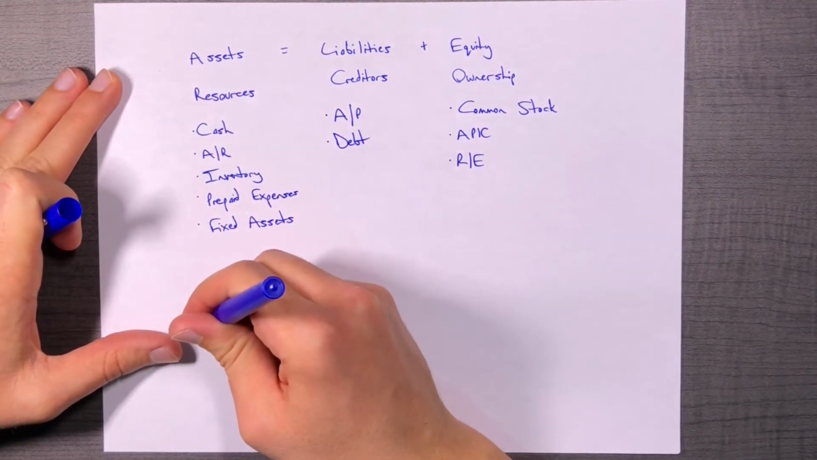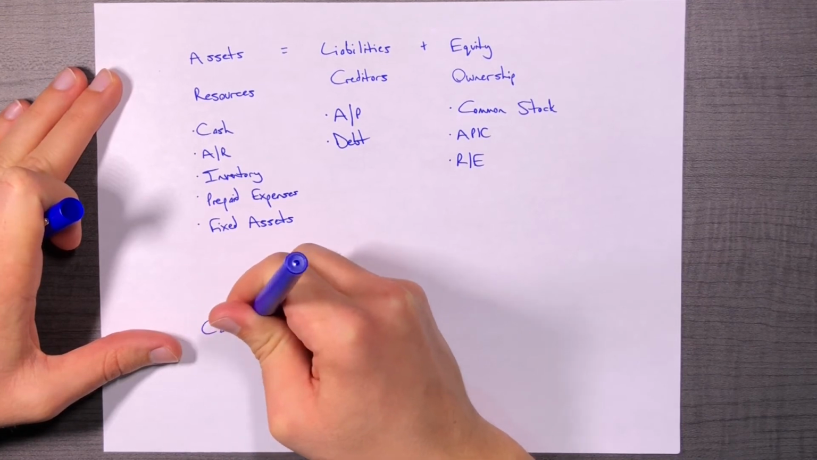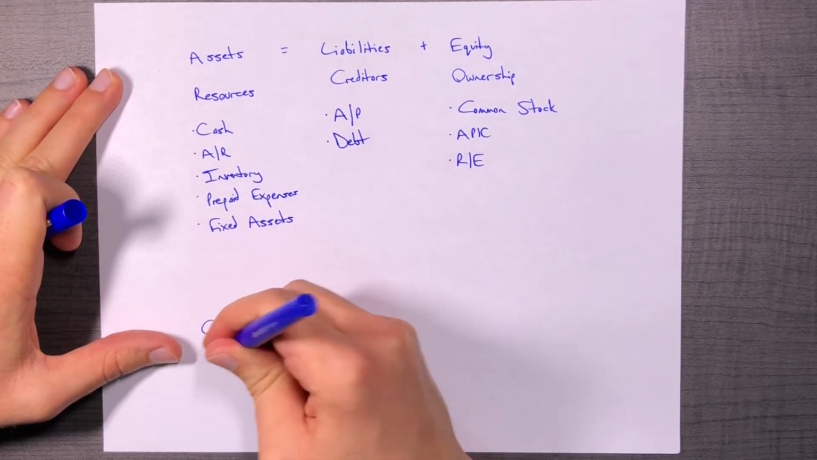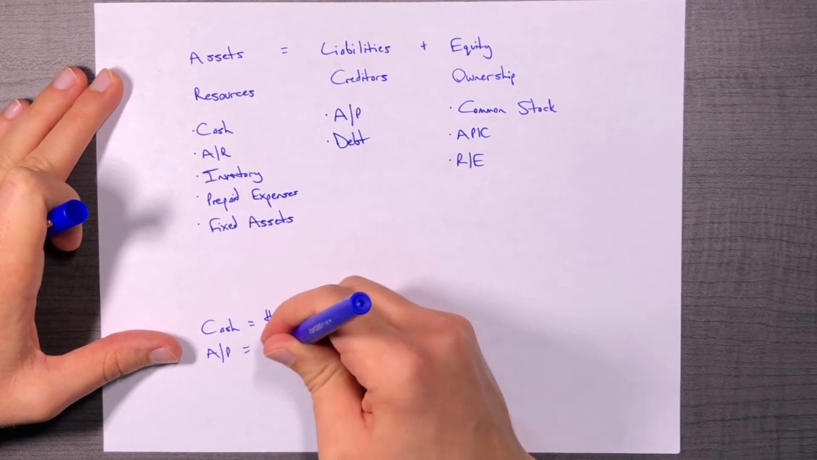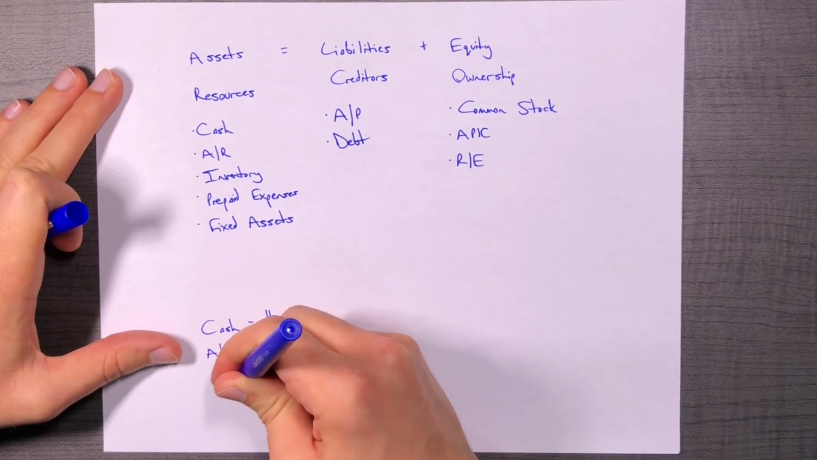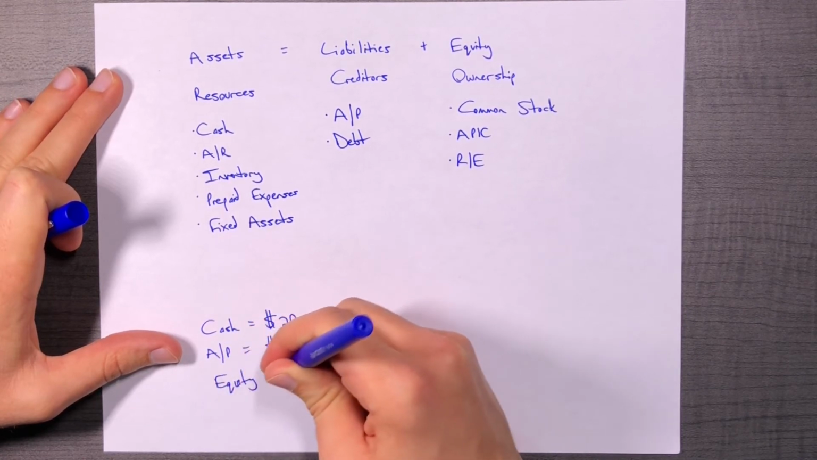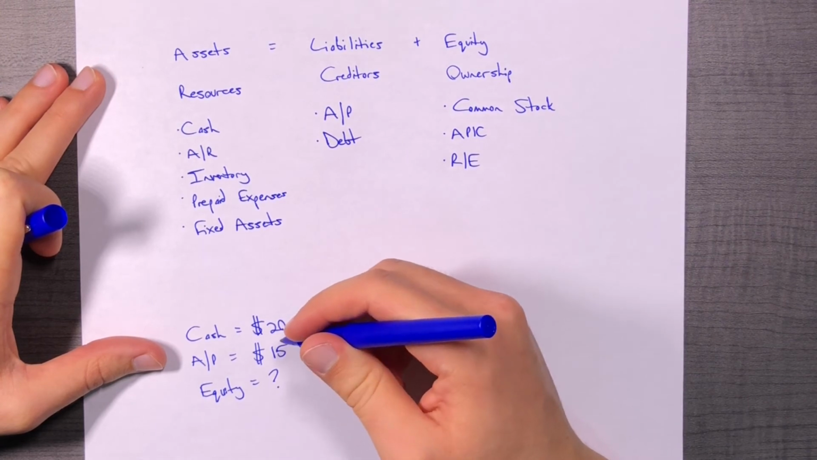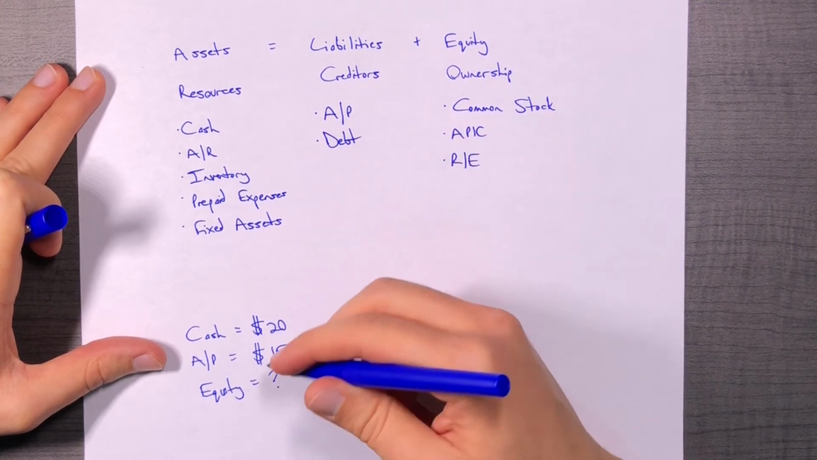So let's say I have cash of $20. I have accounts payable of $15. And I want to figure out what my equity should be. So very simply, we're just going to take these elements and plug them back into the accounting equation to figure out what equity should be.